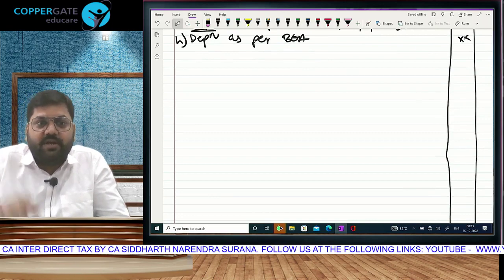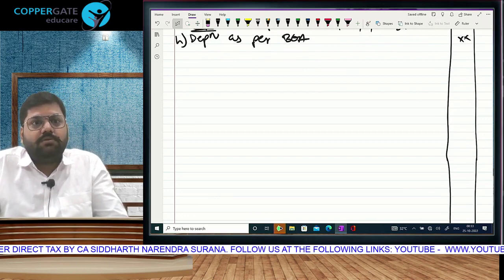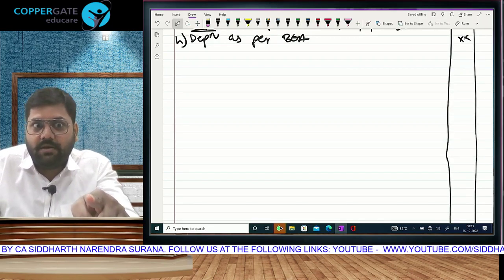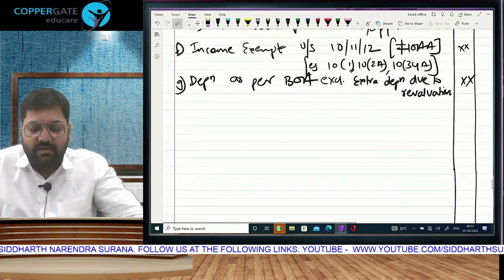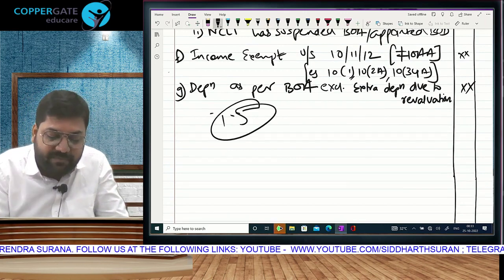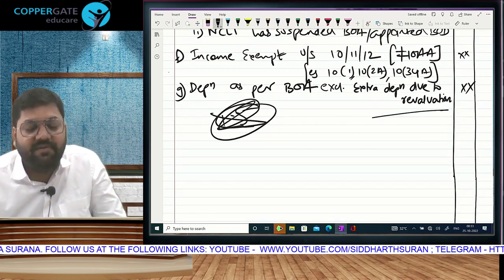Depreciation as per accounts. So in our example, what is that amount? 1.5 full amount is added. Correct? Come to the left side. Depreciation as per accounts only, 1.5. But from this 1.5, exclude the revaluation ka depreciation.